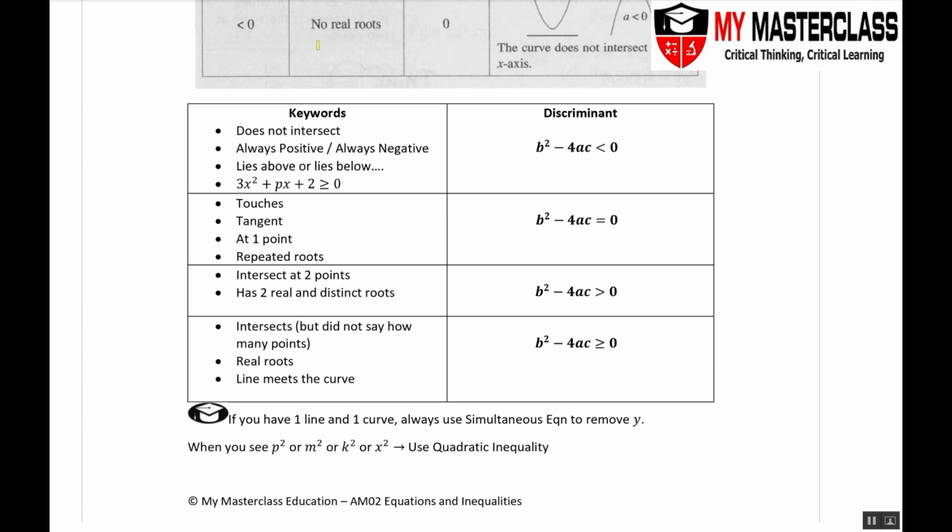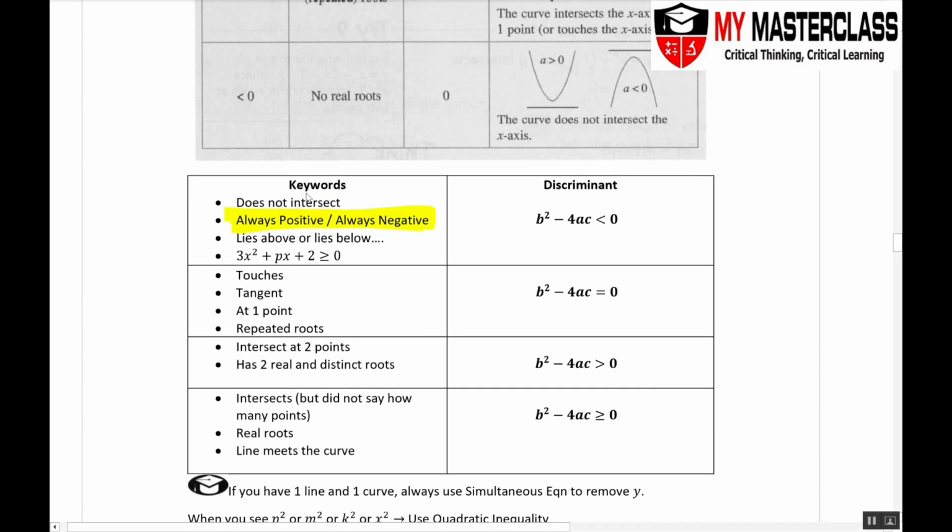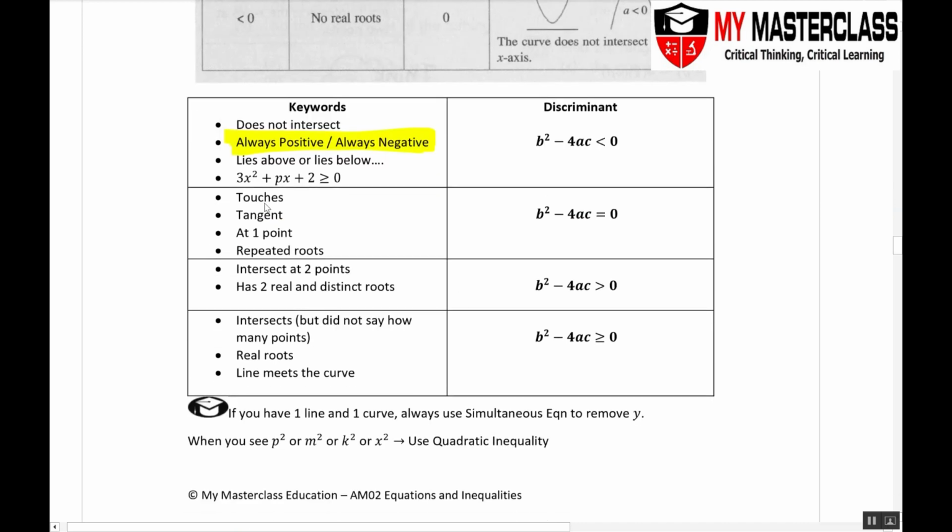Especially this portion here, where it's always positive or always negative. Always positive means it will lie in the positive y region. Always negative means it will lie in the negative y region. So b squared minus 4ac is less than 0. The case that touches, tangent at one point, repeated root, one solution, equals 0. Intersect at 2 points, or two real and distinct roots, this is what I mentioned earlier, b squared minus 4ac more than 0.